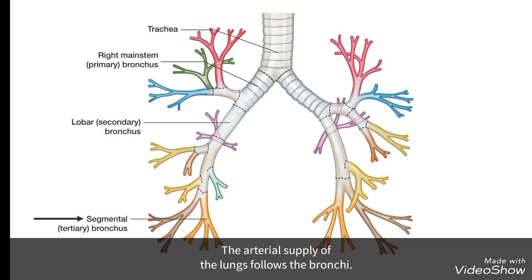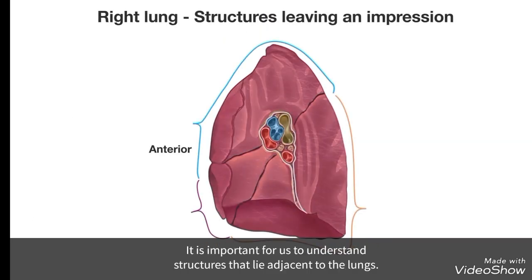The arterial supply of the lungs follows the bronchi, and the venous drainage of the lungs drains between the segments. It is important for us to understand structures that lie adjacent to the lungs. Many of these structures leave impressions on the lung.